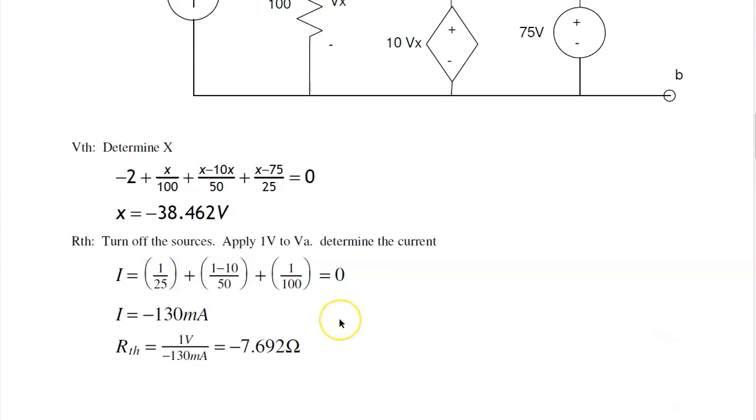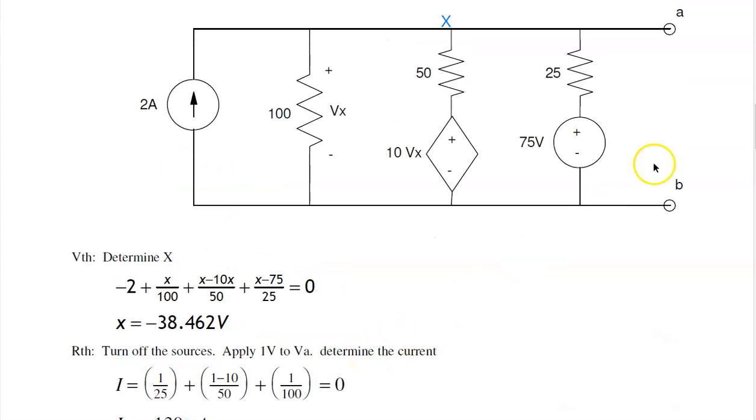So the current then is minus 130 milliamps. The resistance is V over I, becomes minus 7.6 ohms. So this is a strange circuit. This actually has negative resistance.